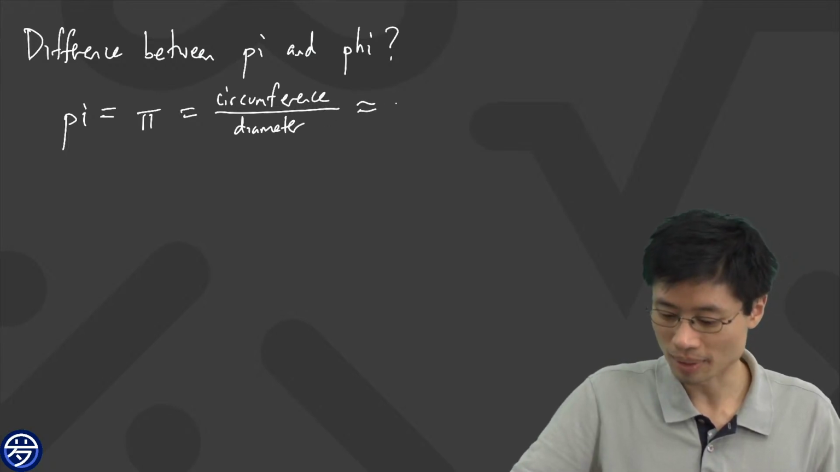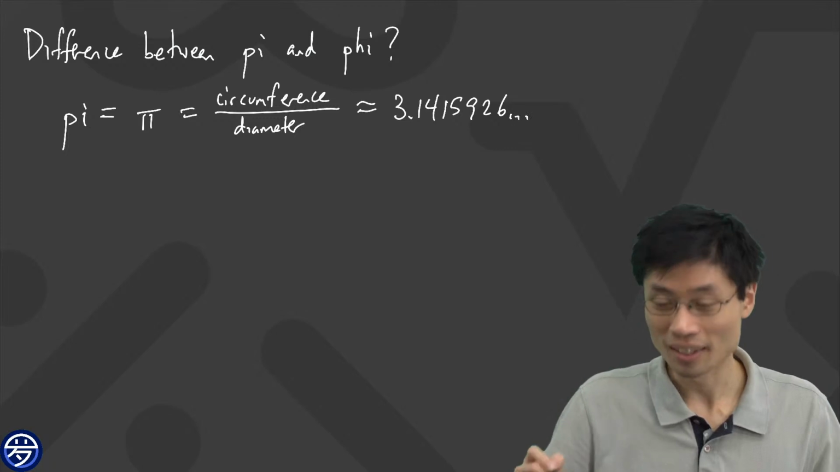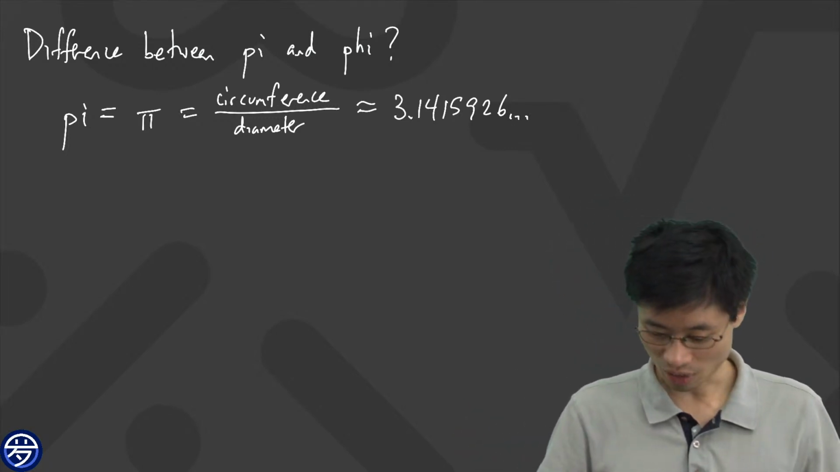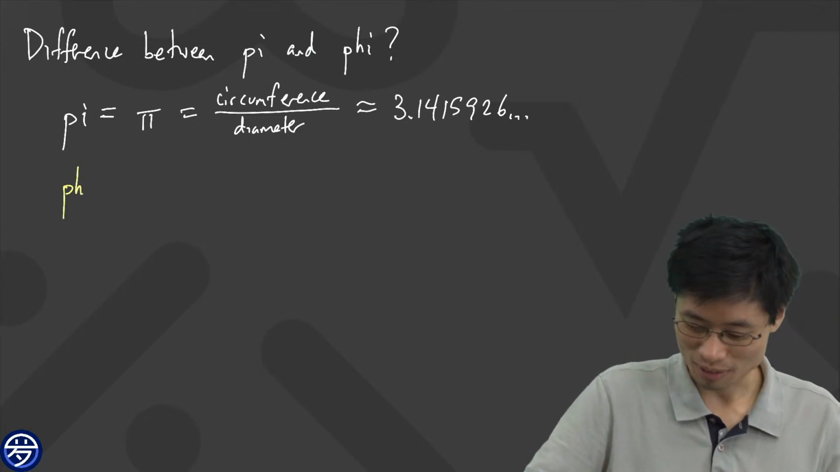And that's approximately 3.14, and more digits: 1, 5, 9, 2, 6, and so on. Now phi is something else. Oh, I should use yellow. Okay? So yellow is for phi.